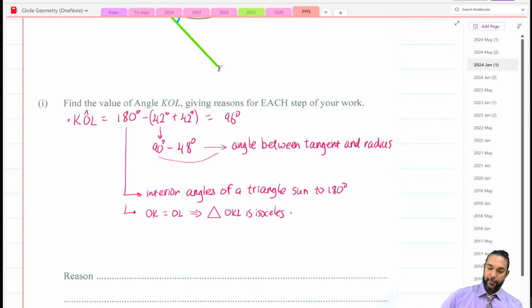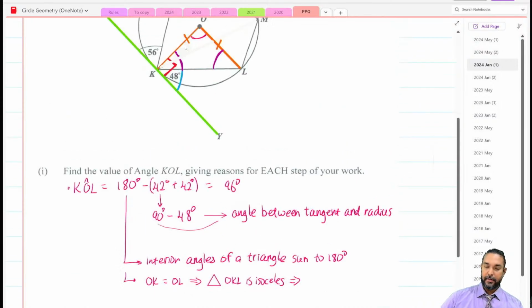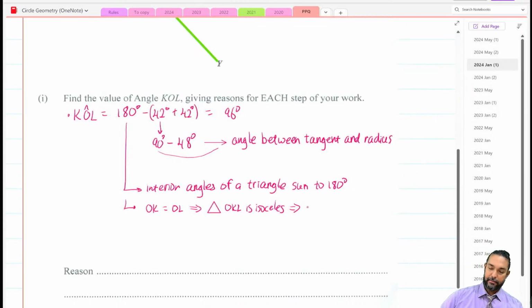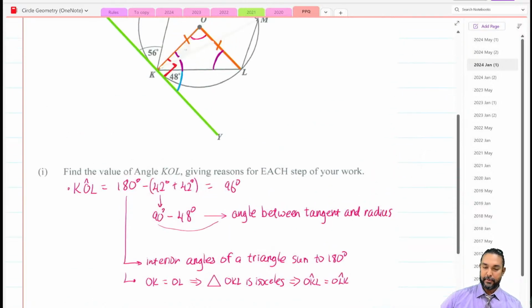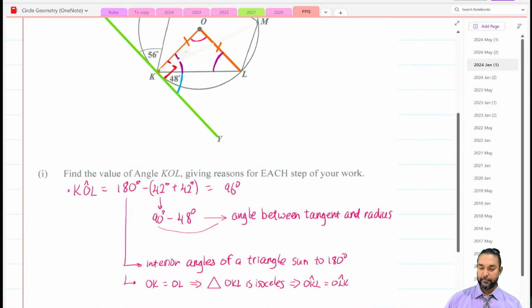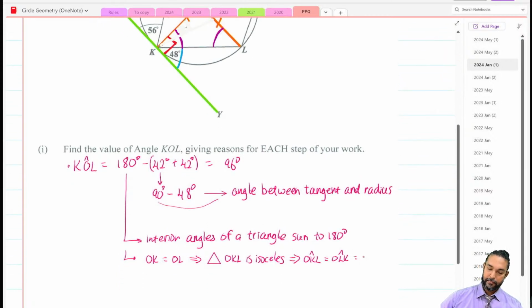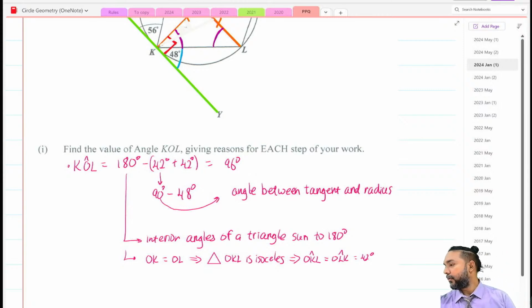Which therefore implies that angle OKL is equal to OLK. That's the 42 degrees, right?